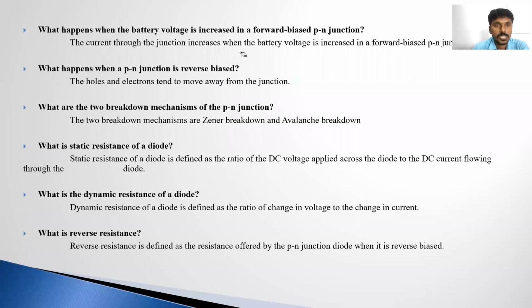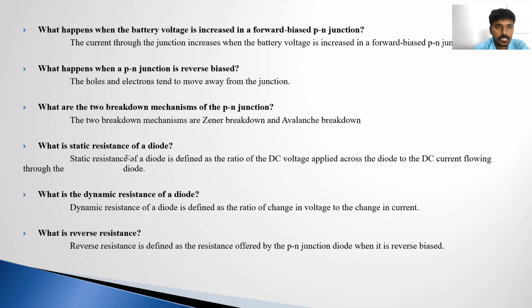Next, what are the two breakdown mechanisms of the PN junction? Zener breakdown and avalanche breakdown. You can get this question sometimes for 1 mark. What are the breakdown mechanisms of the PN junction? Zener breakdown and avalanche breakdown.